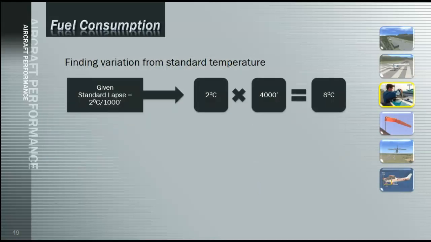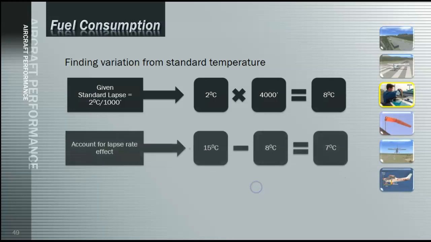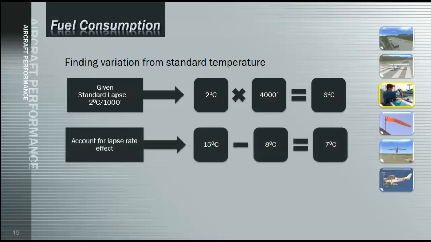First, we need to find the variation from standard. We know that the lapse rate is 2 degrees per 1,000 feet. In other words, as we climb in the atmosphere, the temperature should decrease by 2 degrees C every 1,000 feet. We'll be flying at 4,000 feet, so the temperature should decrease 8 degrees C from the surface to 4,000 feet. Now we need to find the standard temperature at 4,000 feet. The standard temperature at the surface is 15 degrees C. So all we have to do is subtract 8C from that to get the standard temperature at 4,000 feet of 7C.